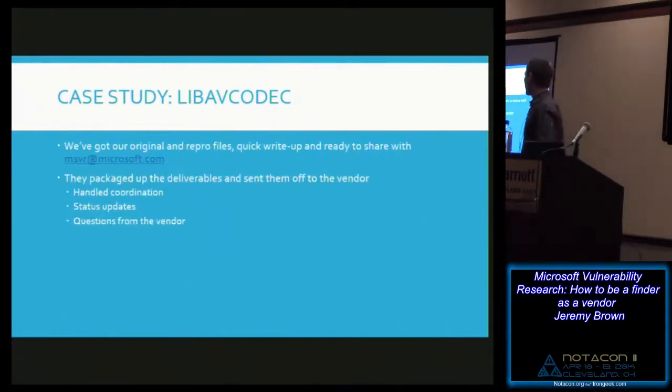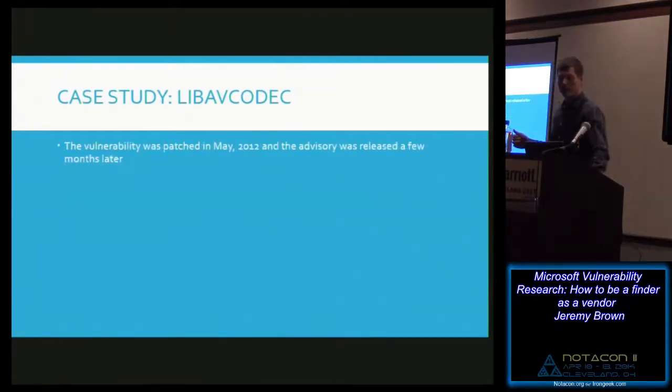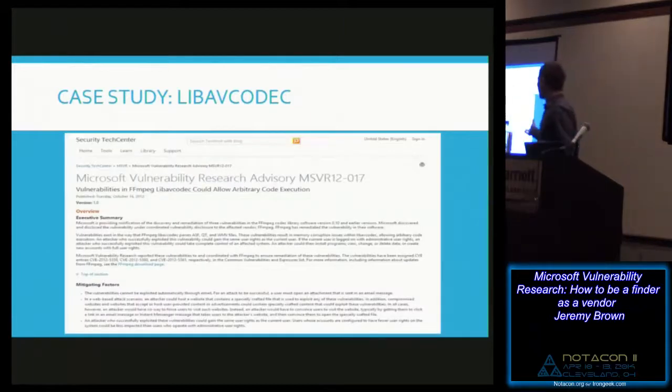So they took the repro files and the originals, so LIBAVCODEC can diff if they wish. Sent it to MSVR, and then they packaged them up and sent everything off to the vendor. We ended up getting it patched back in May 2012. It took a few months to get it patched, though I don't know the exact timeline. And we released an advisory a few months later. That was LIBAVCODEC, and this was the advisory for it.